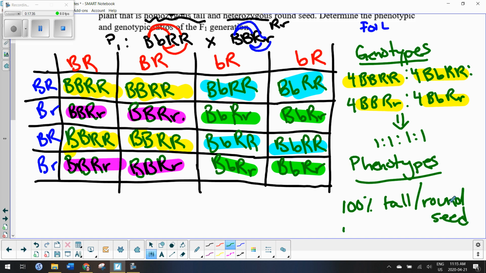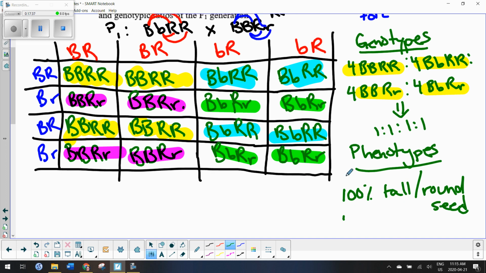It may not necessarily be tall, round. Okay, you might have 16 different genotypes here, and then you have to list them all. You might have 9 or 10 different phenotypes, and yes, you have to list them all.